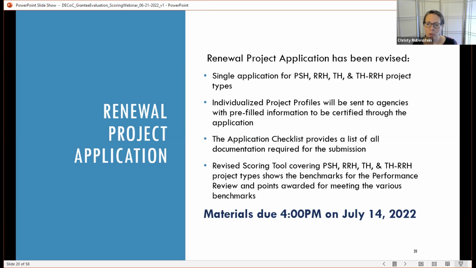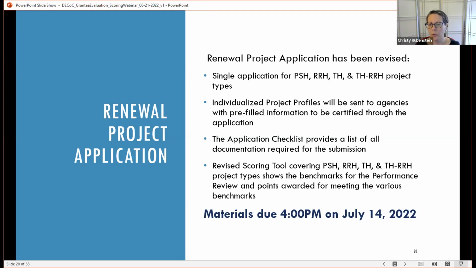The revised scoring tool covering the project types shows the benchmarks for the performance review and the points awarded for meeting various benchmarks. And it is, again, like the application, one tool this year. So hopefully all of that is a little bit more streamlined and less confusing, especially for those of you that administer different kinds of projects. Like you might have a rapid and a PSH, and it's like, wait, I gotta make sure I have the right tool and I've got the right application. It's just one this year.